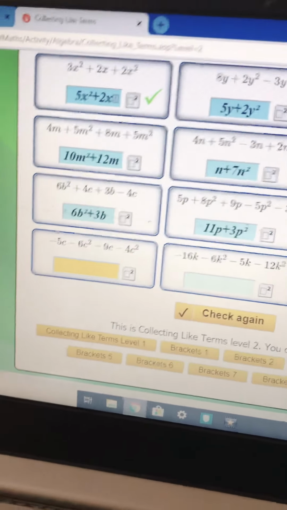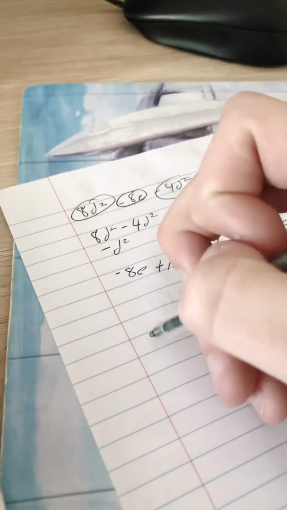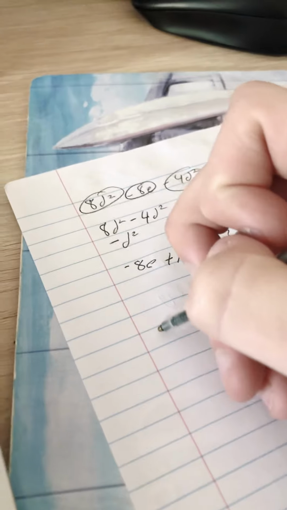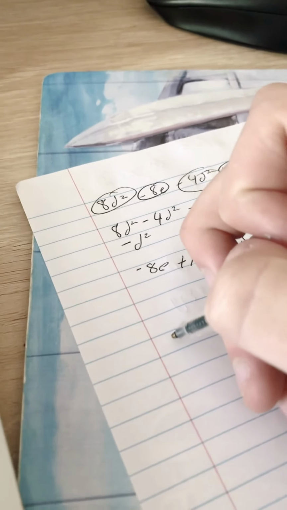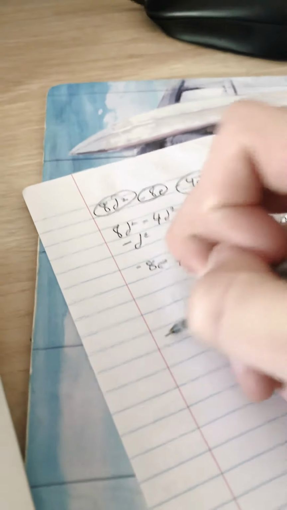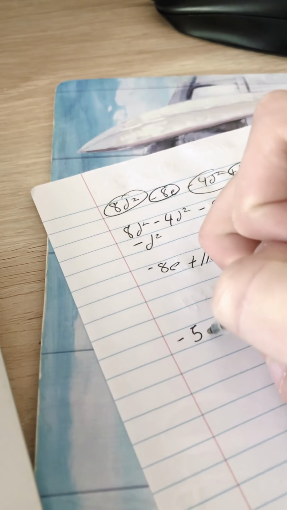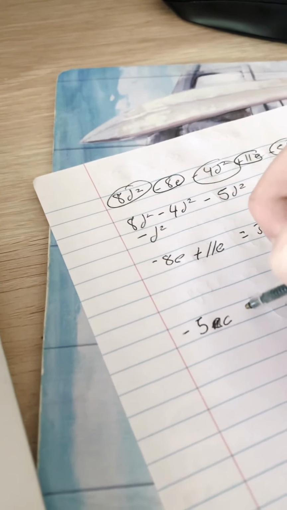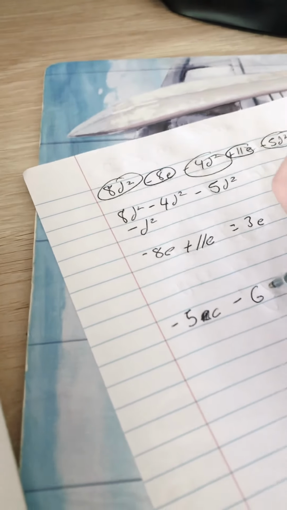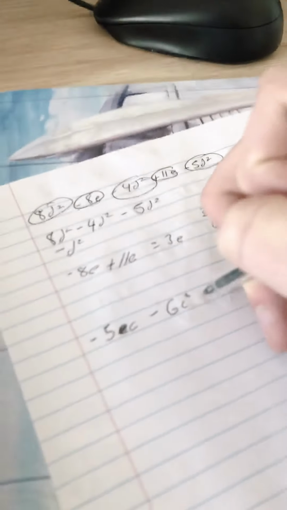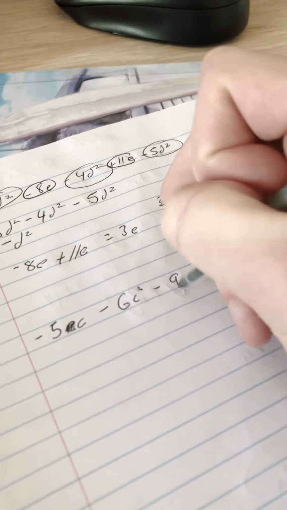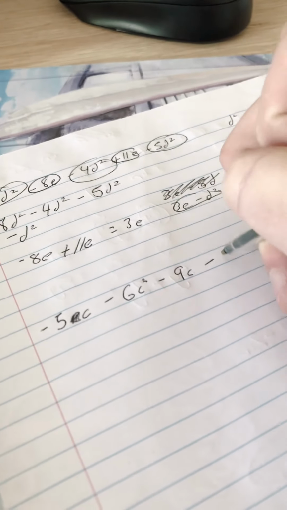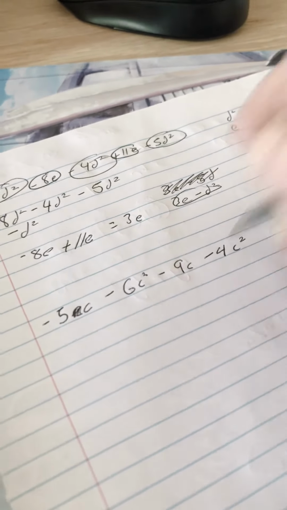This is an overly negative one. I prefer positive numbers to negative numbers because I'm not an angsty, bad person. Okay, so our expression is negative 5c. Sorry, I'm an idiot, not c. Minus 6c squared, minus 9c, minus 4c squared.